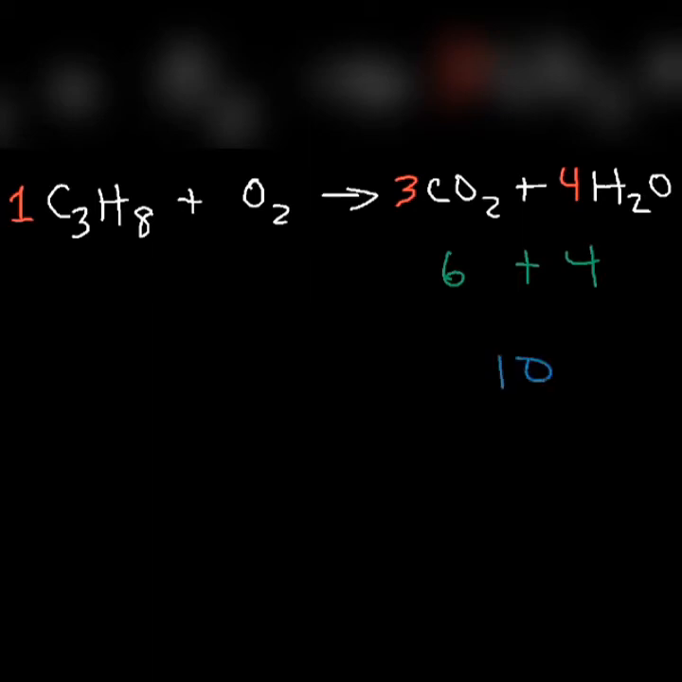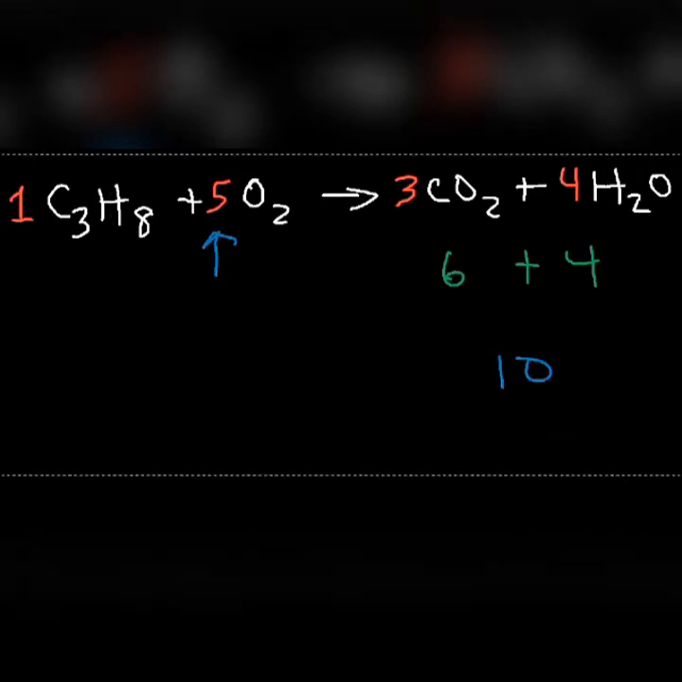So what number do we need to put in front of O2 so that we have 10 oxygen atoms on both sides? 10 divided by 2 is 5. So we need to put a 5 in front of O2. So everything is balanced. We have 3 carbon atoms on both sides, 8 hydrogen atoms, and a total of 10 oxygen atoms on both sides. And that's really what you need to do to balance an equation. Just make sure the number of atoms on both sides are equal.